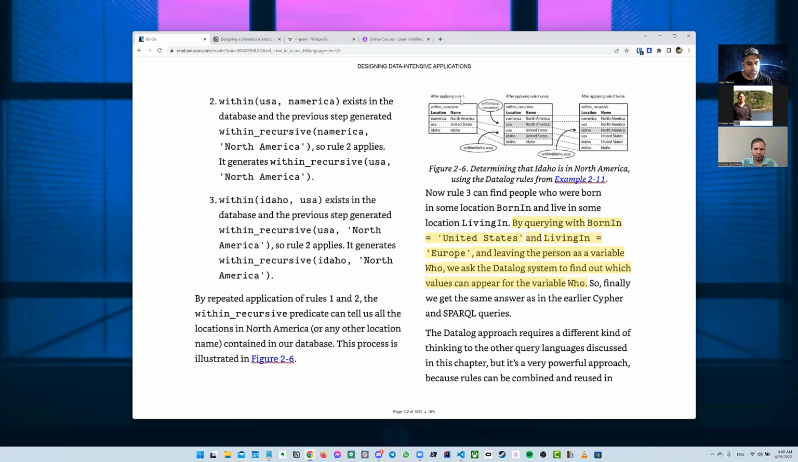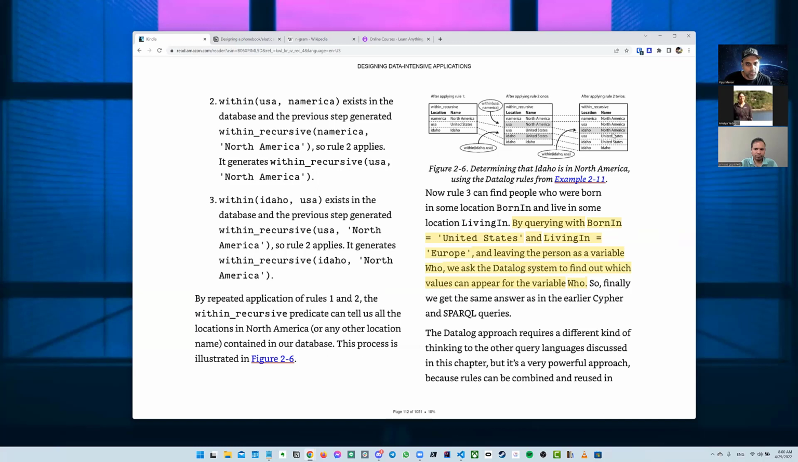This is the first rule, right? Within recursive, this database has North America with location North America. We're going to go down and apply the second rule. You're going to see within North America, within United States, we're going to go to within Idaho, and within Idaho, you can see that the within recursive predicate can tell us the locations in North America or any locations contained in our database.